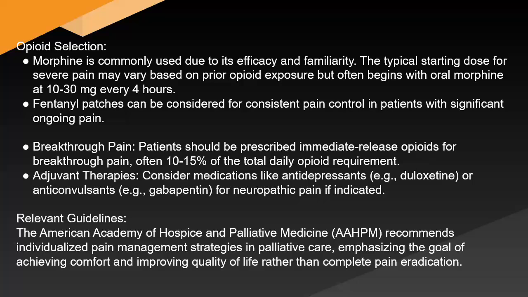Breakthrough pain: patients should be prescribed immediate-release opioids for breakthrough pain, often 10-15% of the total daily opioid requirement. Adjuvant therapies: consider medications like antidepressants, e.g. duloxetine, or anticonvulsants, e.g. gabapentin, for neuropathic pain if indicated. Relevant guidelines: the American Academy of Hospice and Palliative Medicine (AAHPM) recommends individualized pain management strategies in palliative care, emphasizing the goal of achieving comfort and improving quality of life rather than complete pain eradication.